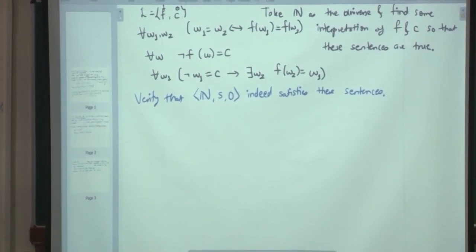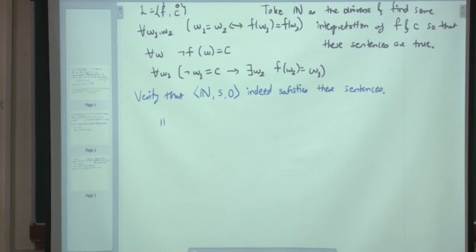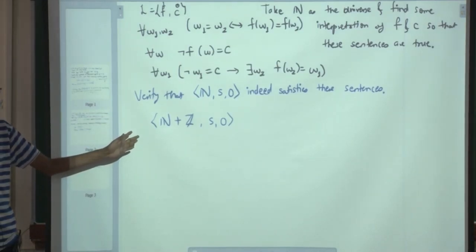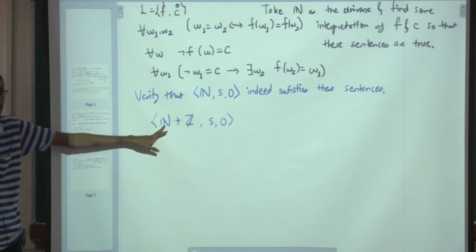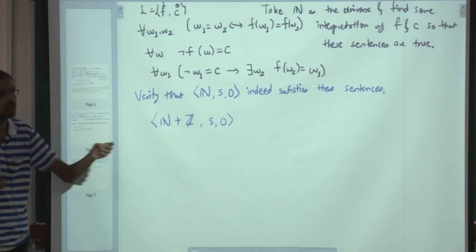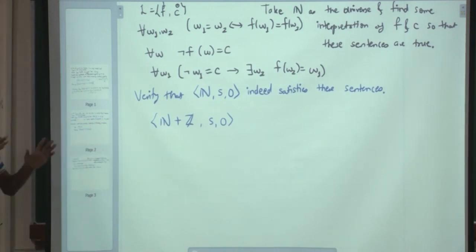Now, the thing that we need to do is take a copy of natural numbers and after that place a copy of integers, and then define the successor function and zero. Zero is in the natural numbers. Now, this structure will also satisfy all the things. For natural numbers, the successor is the usual successor. For integers, it's also the usual successor. But don't mix these things up.